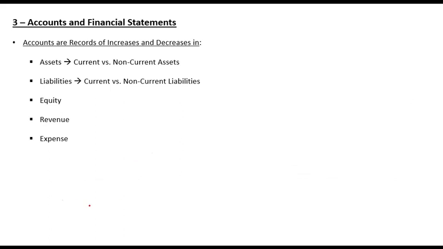Moving on to accounts and financial statements. So starting with the very basics of accounting. Accounts are records of increase and decrease in 5 major items. So there are 5 major items that increase and decrease, which leads to some recording of account or some recording of transaction. Those items include assets, liabilities, equity, revenue, and expenses.